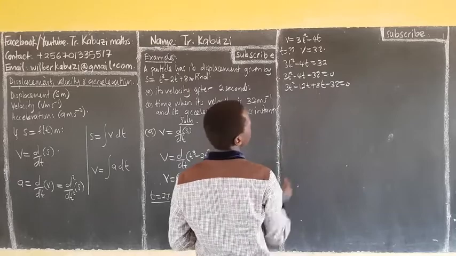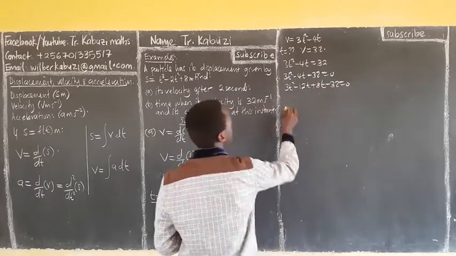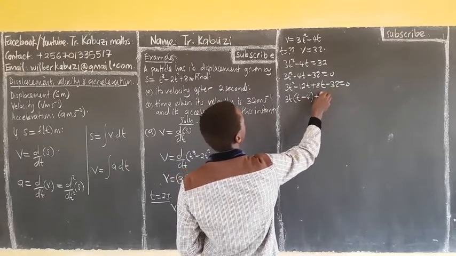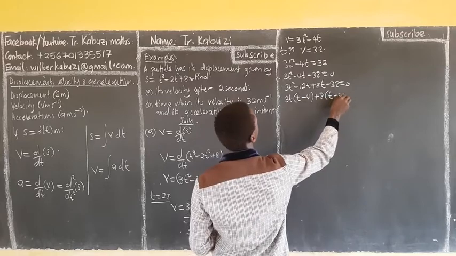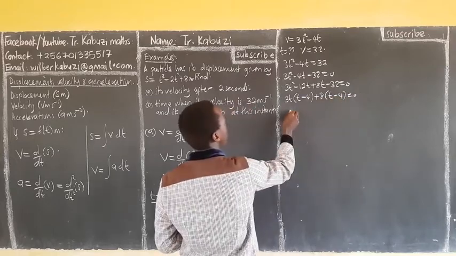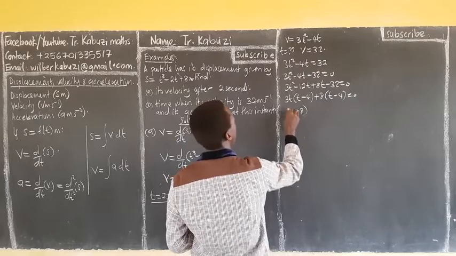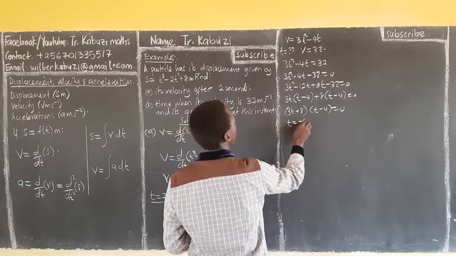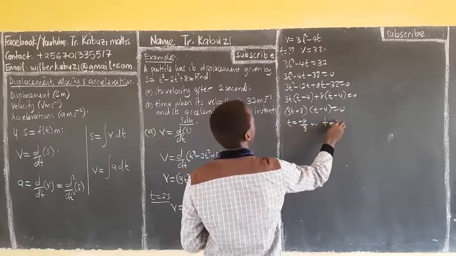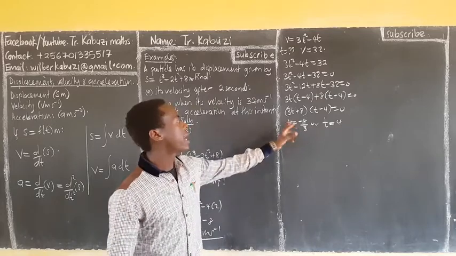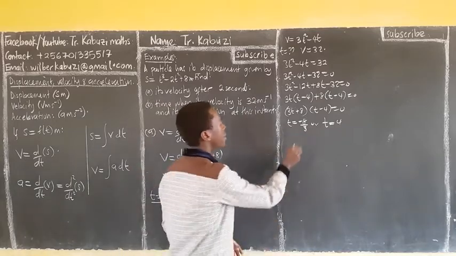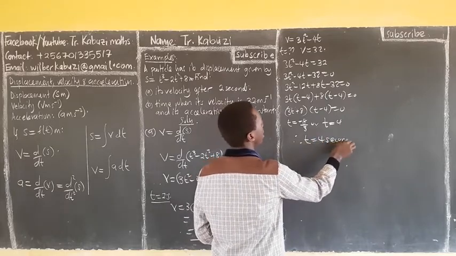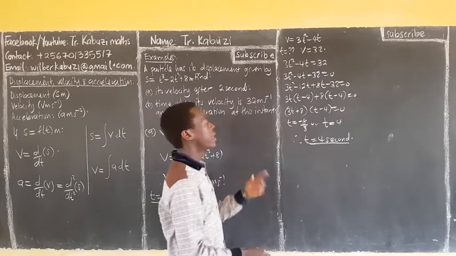So 3t is common: 3t times (t minus 4), then plus 8 times (t minus 4) equals 0. So either t is negative 8 over 3 or t is 4. Time can't be negative, so therefore t is going to be 4 seconds. So the time when the velocity is 32 is 4 seconds.